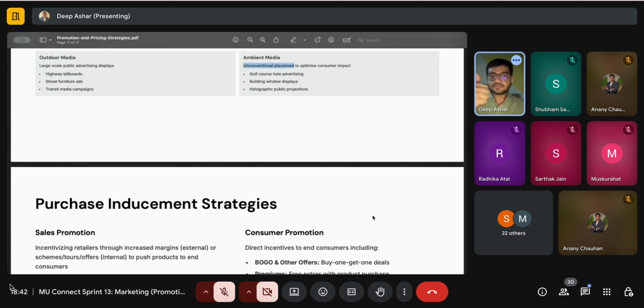Yeah. Guys, I'll just switch on the light. I think it's getting a little dark.